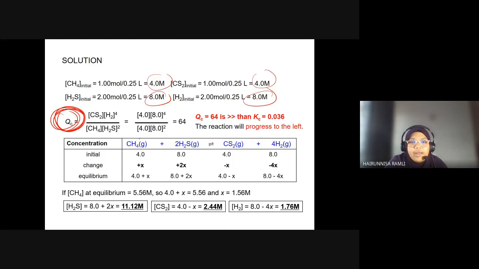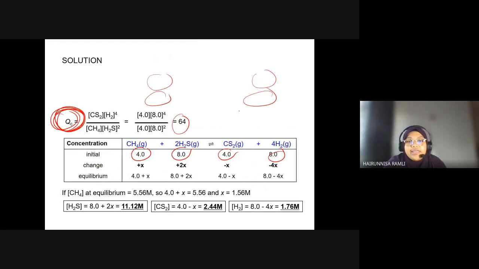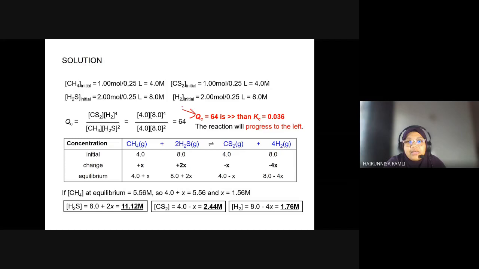Okay. You dapatkan the value at initial kan? Q product. Kita tetap kira macam biasa. Product belah kanan, reaktan belah kiri. Product over reaktan. So, kira lah. Kira bagi dapat 64. Now. Ada Kc kan? 0.036. So, QC is 64. So if you look at this, the value of QC here is higher than KC. So kalau higher tadi amount of product lagi banyak daripada amount of reactant kan. So that's why dia akan shift to the left. Terbalik dalam case kat sini.